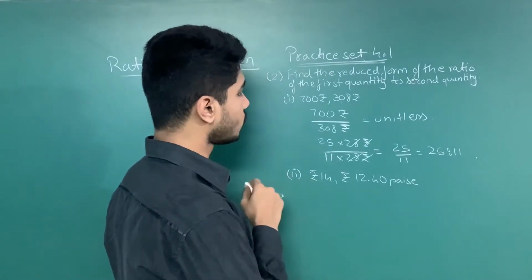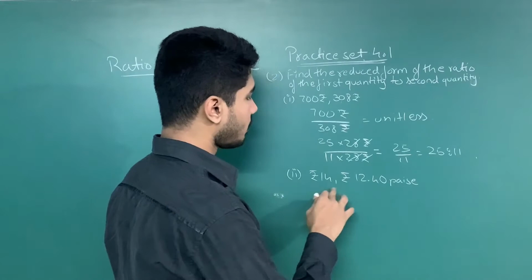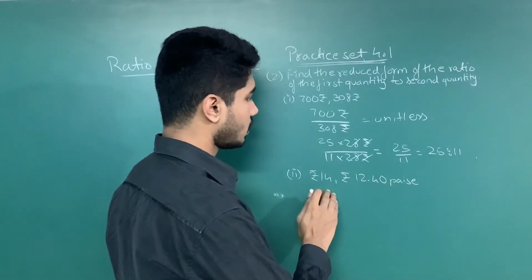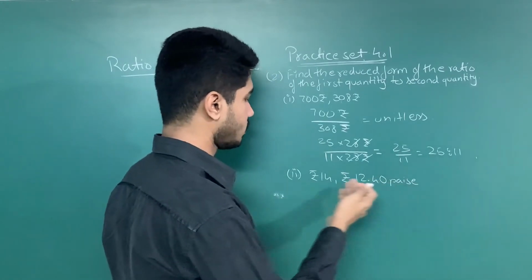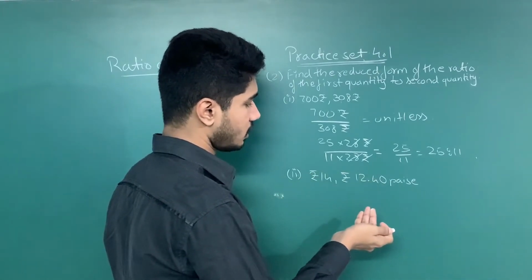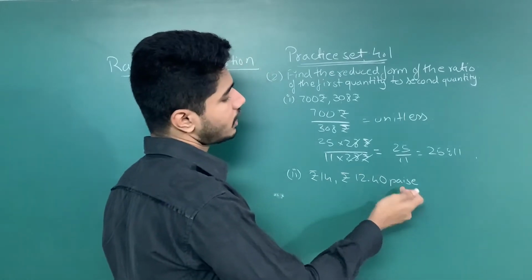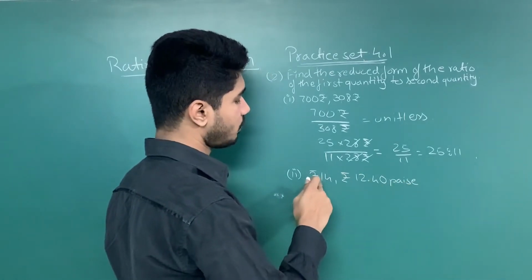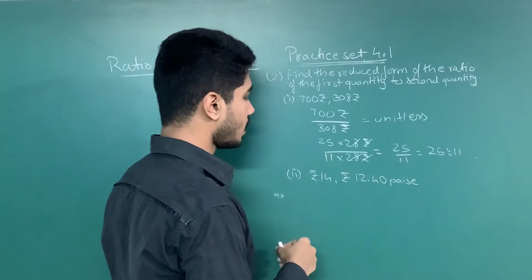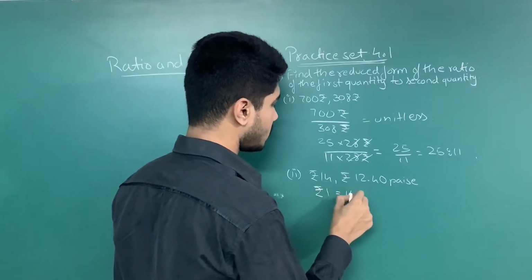Second question, 14 rupees and 12.40 paise. Now in this case यहाँ पे जो यूनिट दिया गया है दोनों का is different. One is in paise, one is in rupees. Now make sure that whenever you convert something, you convert a bigger unit to a smaller unit. So यहाँ पे जो smaller unit है, इस पैसे, you convert this rupees into paise. So now, 1 rupee is 100 paise.